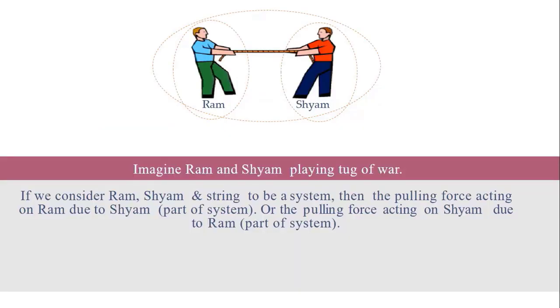Here Ram and Shyam are playing tug of war, and if we consider Ram, Shyam and the string to be a system, then the pulling force acting on Ram due to Shyam is a part of the system. In the other way, the pulling force acting on Shyam due to Ram is also a part of the system. So these forces are called internal forces, right?